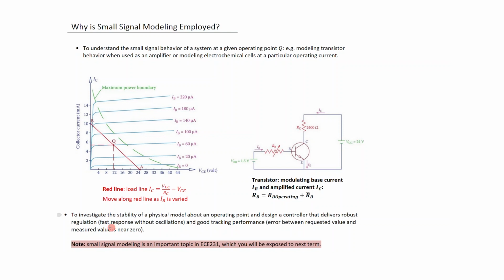All right, why do we do all this? Well, we want to investigate the stability of a physical model about an operating point, and then design a controller that delivers robust regulation, fast response without oscillations, and good tracking performance. That is, you request a certain signal and you want to make sure you actually attain that signal with minimum error. And so this more or less essentially is the motivation as to why we do small signal modeling. Of course, there are other applications out there in which small signal models are employed. That concludes Lecture A. Thank you for listening.